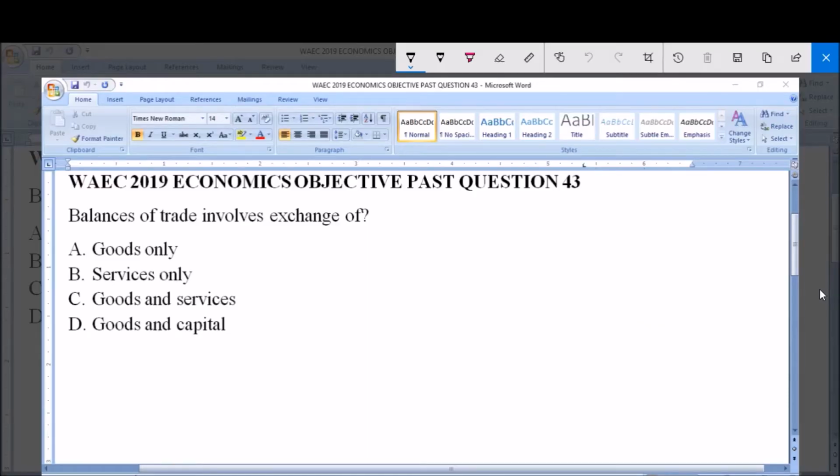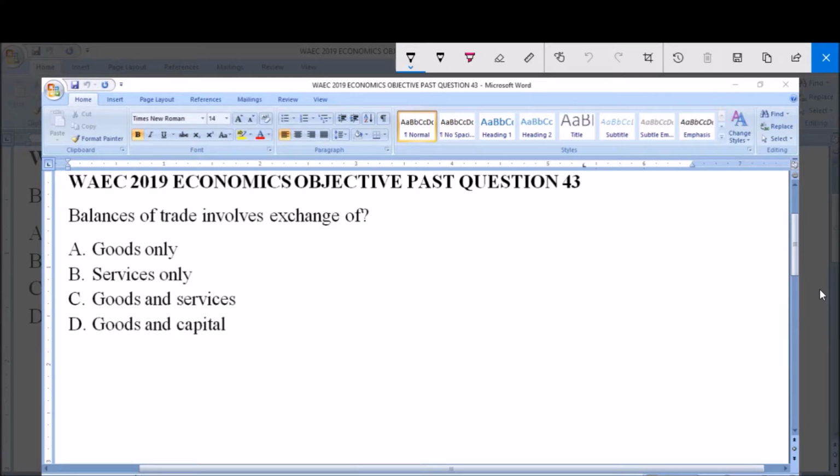So I'm going to be answering WAEC 2019 Economics Objective past question 43. Balances of trade involves exchange of A. Goods only, B. Services only, C. Goods and services, D. Goods and capital.